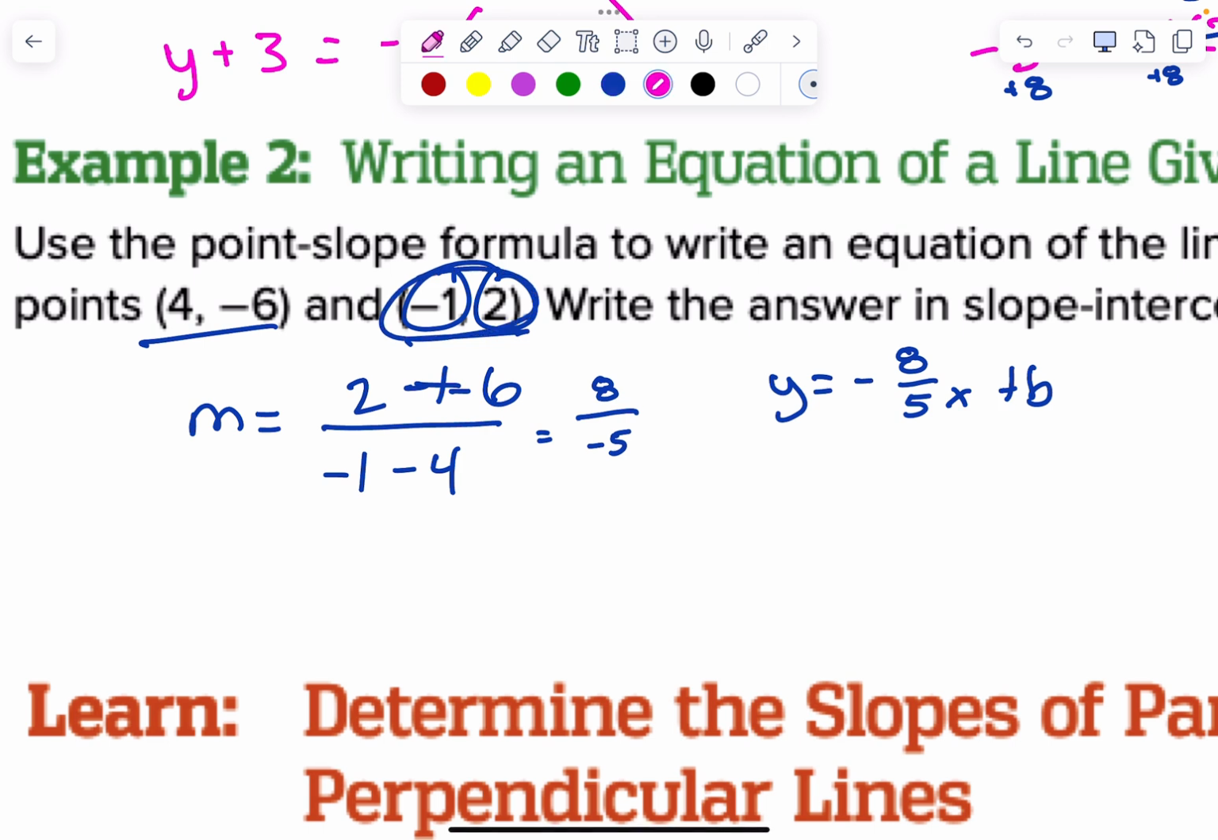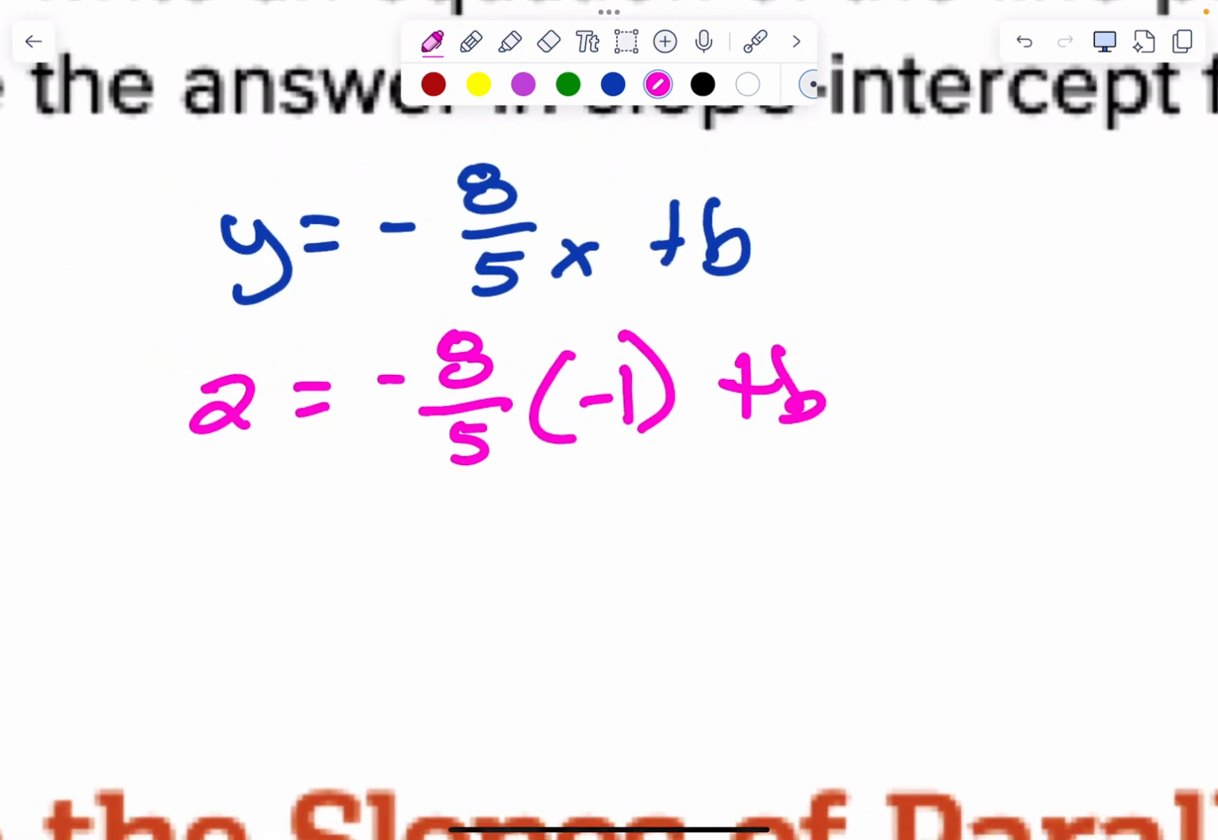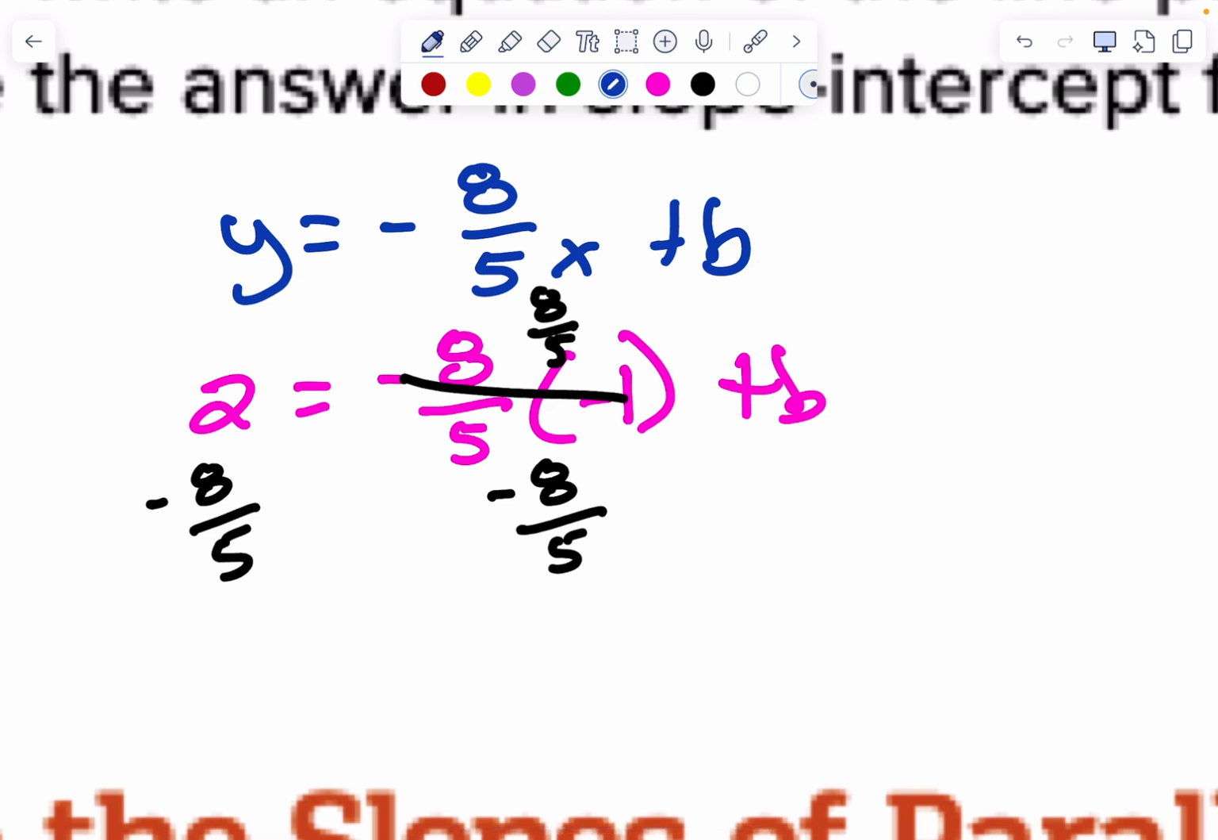You want -1 and 2? Okay, so let's do 2 equals -8 over 5 times -1 plus b. That was probably the better option, actually. These two negatives are going to cancel, so this is just 8 over 5. If I subtract 8 over 5, I want to keep this as a fraction. What is 2 in terms of fifths? That's 2 over 1, and if I make them fifths, this would be 10 fifths. So 10 fifths minus 8 fifths is 2 fifths. That's what b is. Are we lost?